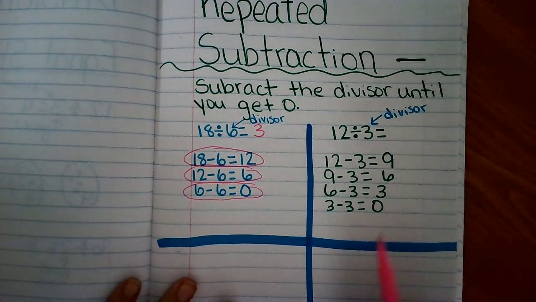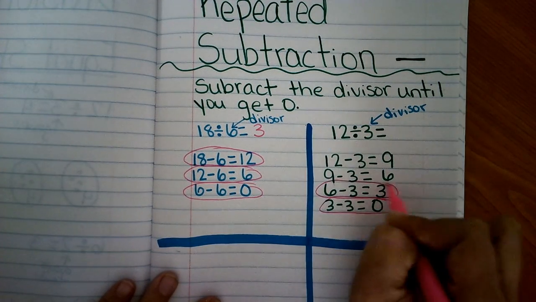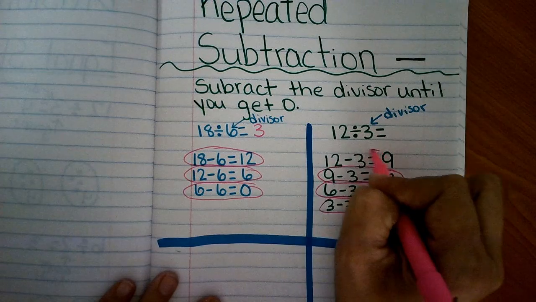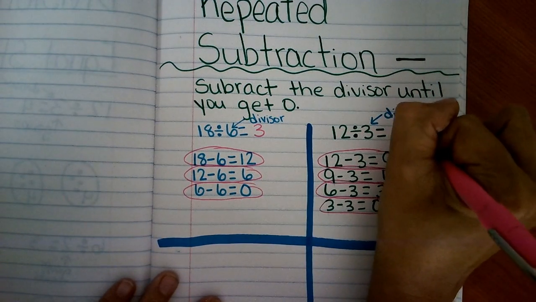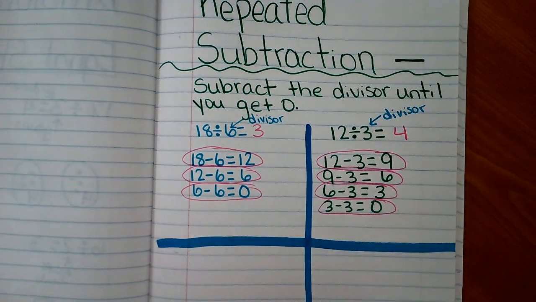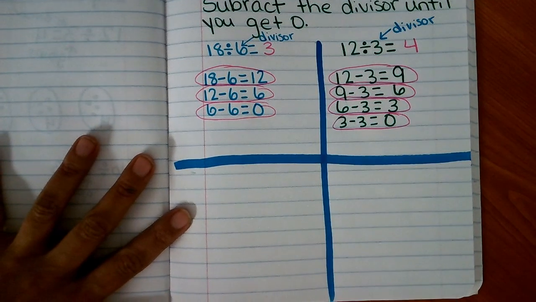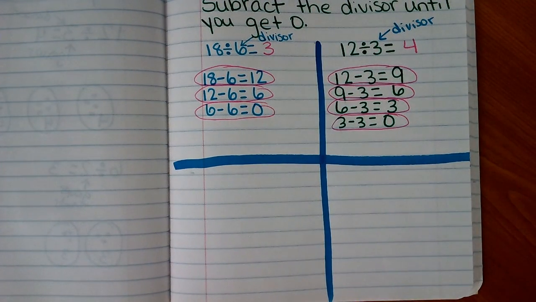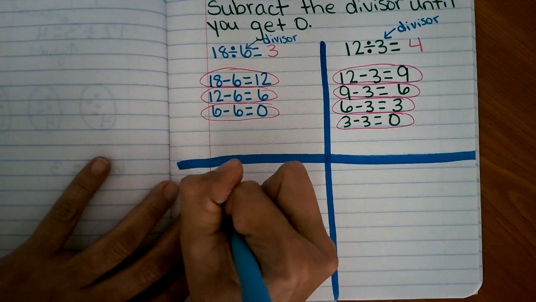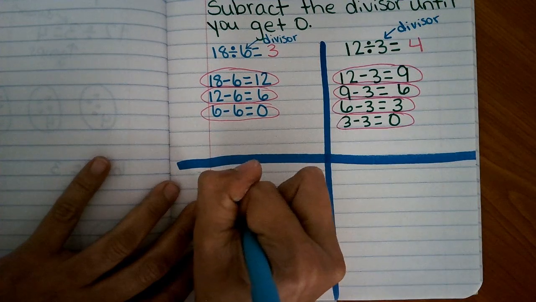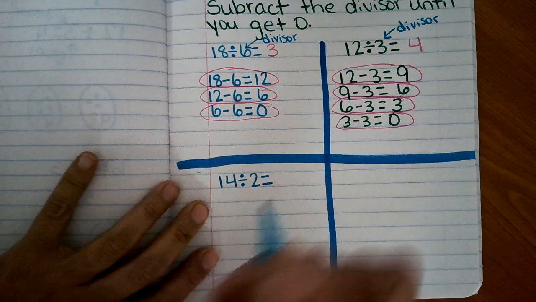Okay, I stop because I got to 0, so I can't subtract anymore. Then I go back and count. How many times did I subtract? 1, 2, 3, 4. 12 divided by 3 is 4. My quotient is 4. All right. Let's keep practicing. And this is called repeated subtraction. I subtract until I get to 0. 14 divided by 2 equals something.